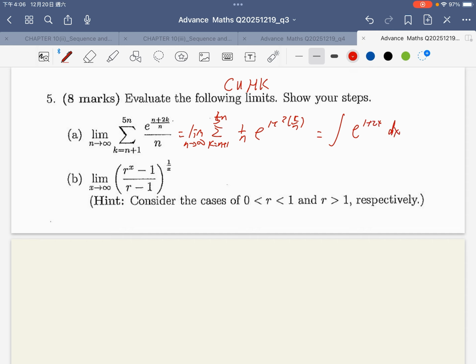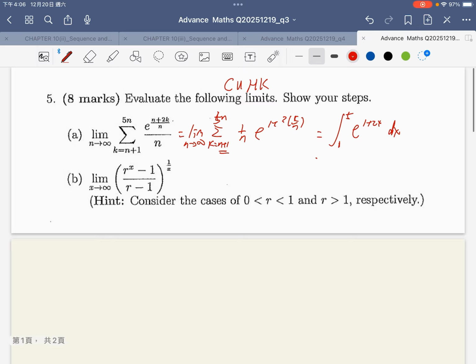On the other hand, for the lower limit, put k equal to n plus 1, so n plus 1 over n into the changing variable. This tends to 1. Therefore, the lower limit should be 1. For the upper limit, put 5n into this k: 5n over n is 5. So the integration should be from 1 to 5.